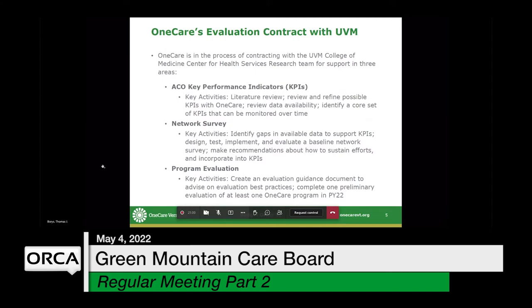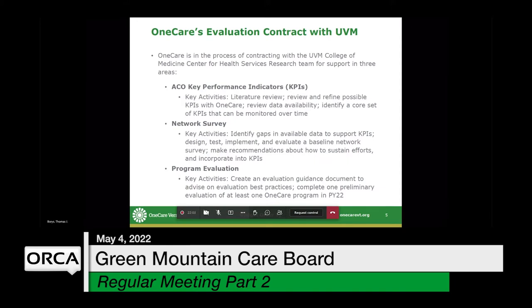To speak a little bit about OneCare's evaluation contract with UVM, this is an engagement with the UVM College of Medicine Center for Health Services Research team, and they're really supporting our evaluation work, and there are three domains. First is ACO key performance indicators. For anyone who has spent time in healthcare or playing with healthcare claims data, there are many, many rabbit holes you can go down. So what we're trying to do through this work is define a really solid list of KPIs that we continue to focus on over time.